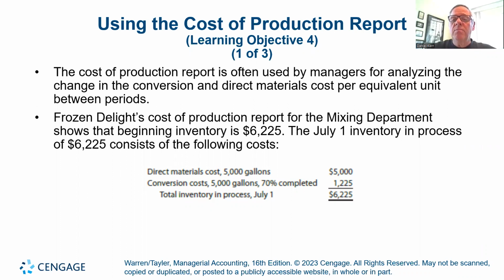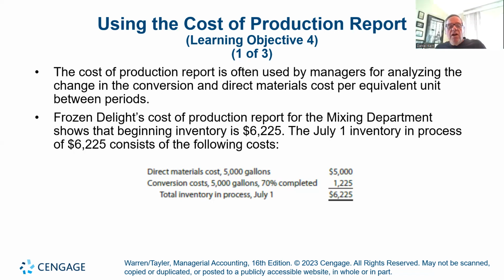So the cost of production report we're going to use to see how effectively we are managing or controlling costs within the manufacturing department. So managers often will use this report. They'll compare the cost of materials, the cost of conversion cost from one period to the next period, and they'll investigate the differences. And those variances often suggest both positive and negative things that are worthy of investigation.